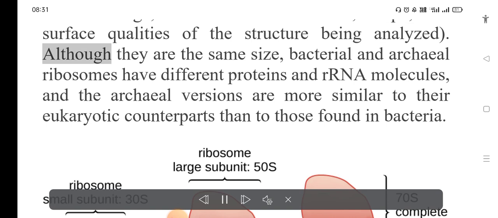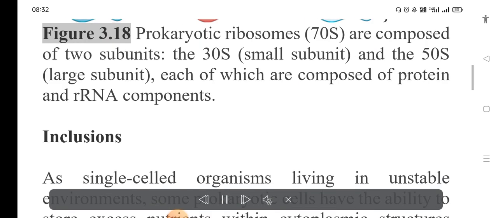Although they are the same size, bacterial and archaeal ribosomes have different proteins and rRNA molecules, and the archaeal versions are more similar to their eukaryotic counterparts than to those found in bacteria. Figure 3.18: Prokaryotic ribosomes, 70S, are composed of two subunits, the 30S small subunit and the 50S large subunit, each of which are composed of protein and rRNA components.